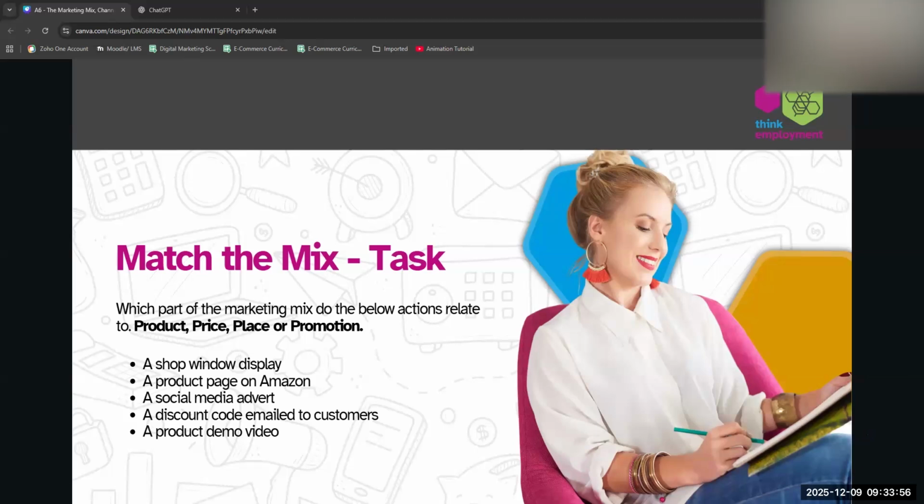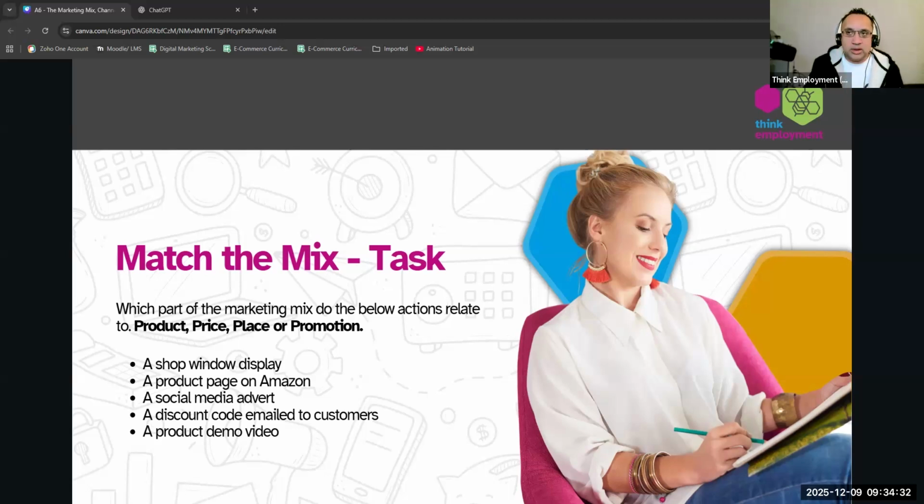So the shop window display I started to put is a place, but it's also the product actually because we can see the product itself. But what is the function of a shop window display? It is to attract the people into the shop and make them buy. So it's promoting as well, isn't it? So it is promotion because you would put a product at the window to promote it, but it's also slightly product because it showcases the features of the product.